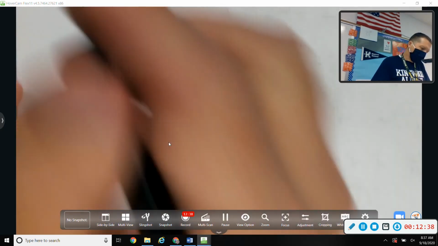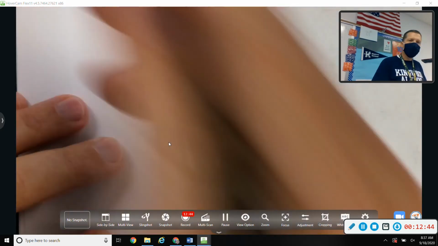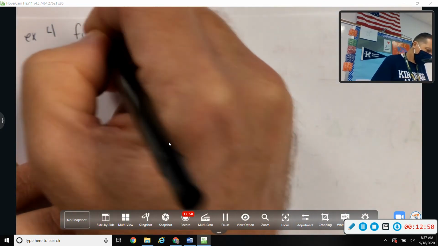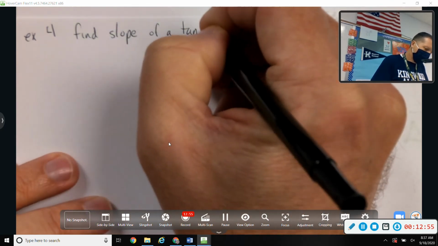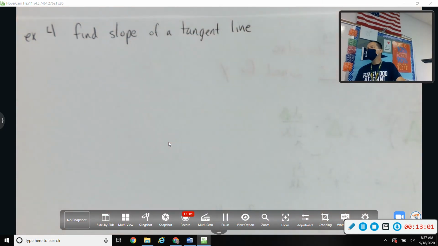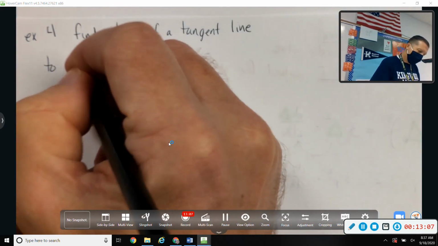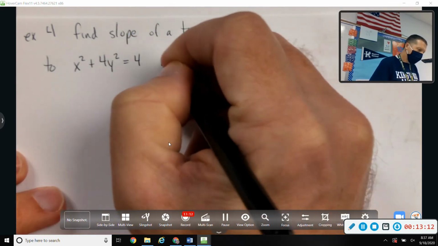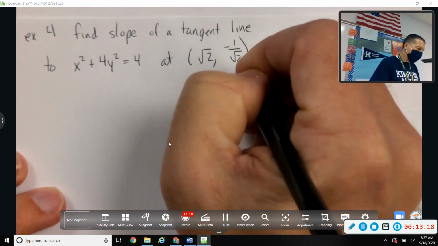A couple more examples. So that was 3, so now we're on 4. I can do calculus, but I can't always count my examples. Find the slope of a tangent line. Okay, we've done enough of that to know that that's just code word for find a derivative. 2x squared plus 4y squared equals 4 at root 2 comma negative 1 over root 2.